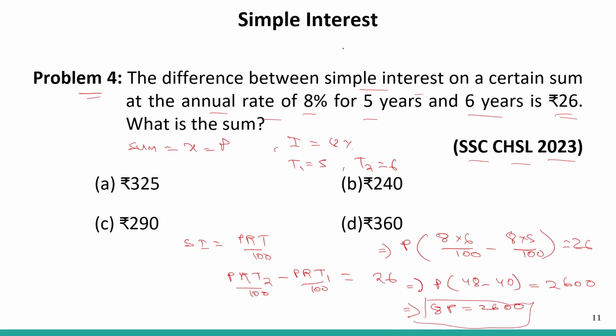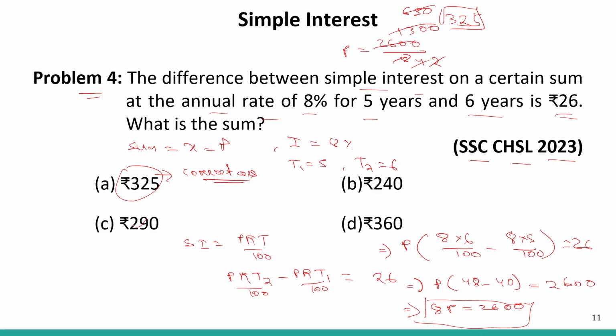Okay, so P is equal to 2600 by 8. Okay, so this is nothing but 325 because this is 1300, right? And dividing by 2 on both sides, in the numerator and denominator, that is equal to 650, and this is 4, so this will be 325. Okay, so 325 is the correct answer here, that is option number A. So these are all wrong answers, options C, B and D.